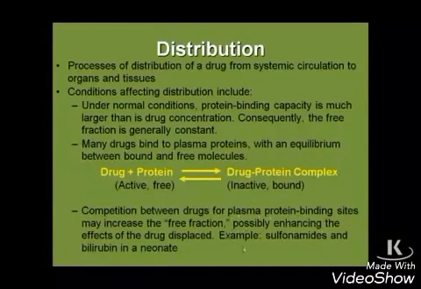I'm going to give you two examples. The first one is here in your notes. It's sulfonamides and bilirubin in a neonate. Now in this particular example, obviously not a drug-to-drug, but a drug-to-bilirubin effect. And of course, bilirubin is bound to albumin. Sulfonamides are bound to albumin. And essentially by adding the drug, by adding the sulfonamide, you're going to displace bilirubin, increasing bilirubin levels, of course leading to kernicterus in the neonate.